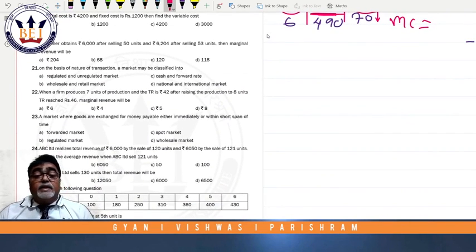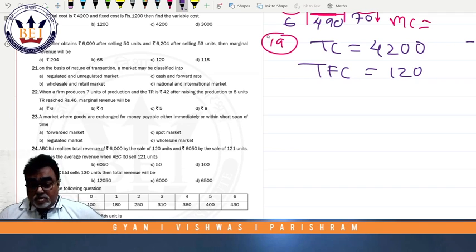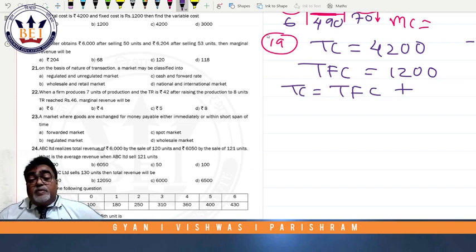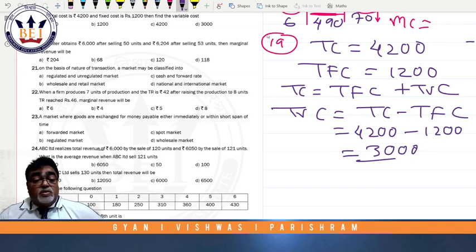Question 19, total cost. What is the answer? Total cost is equal to 4200. Total fixed cost is given as 1200. We know TC is equal to TFC plus TVC. Therefore, TVC is equal to TC minus TFC. So 4200 minus 1200. Answer is 3000. So here question 19 answer is 3000.